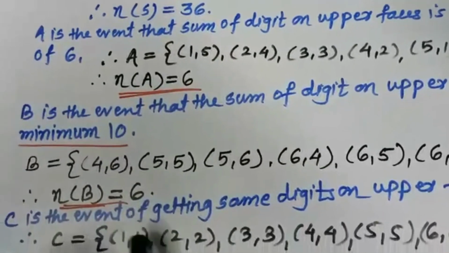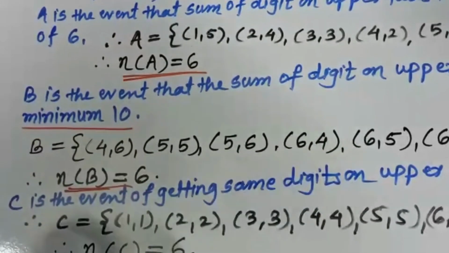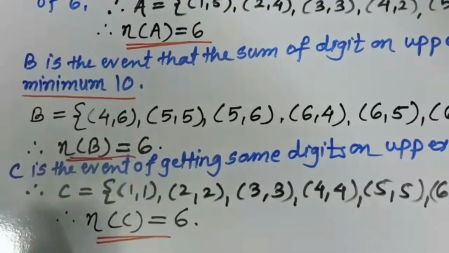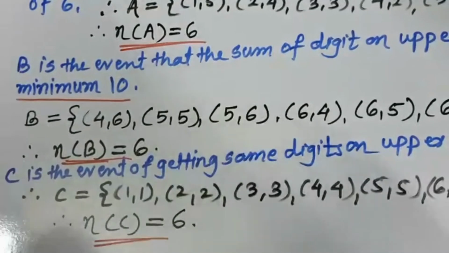Then the next one is the same score or the same digit on the upper faces, meaning similar digits, that is 1 1, 2 2, 3 3, 4 4, 5 5 and 6 6.